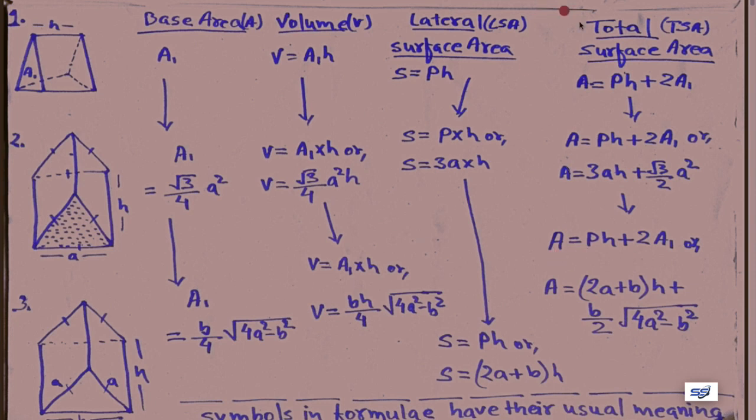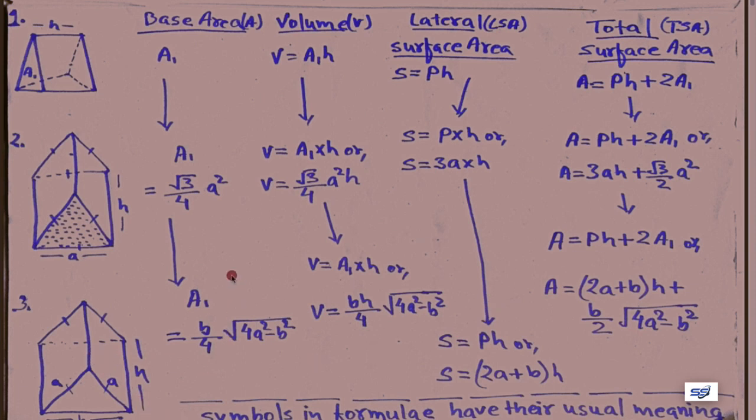Now total surface area, A is equal to P into h plus 2A1, or A is equal to 2a plus b whole into h plus b upon 2 into root 4a square minus b square. This is the formula for finding the total surface area of this figure 3. And here also given S is equal to P into h, or S is equal to 2a plus b into h. This is the formula for finding the lateral surface area of this prism.